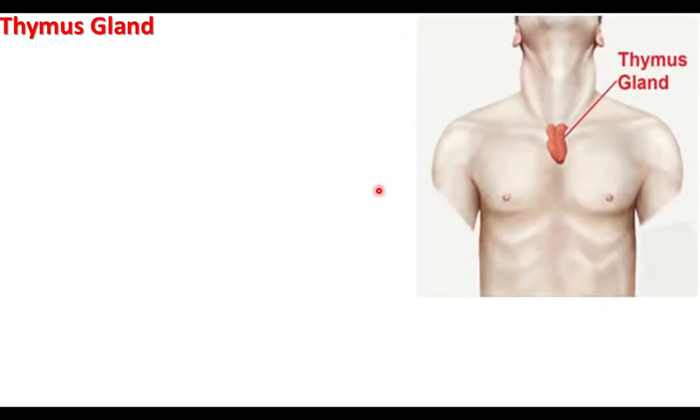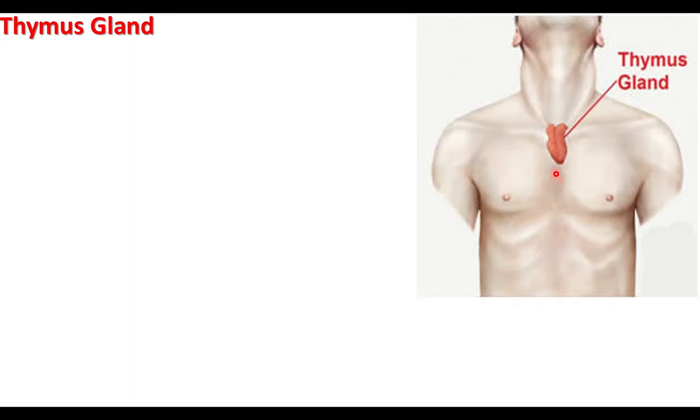We have a small account of thymus gland in 10th standard. In higher classes we will have a more detailed study. It is a gland found at the base of the trachea. What is trachea? Windpipe, just above the heart. It is the size of a small matchbox.